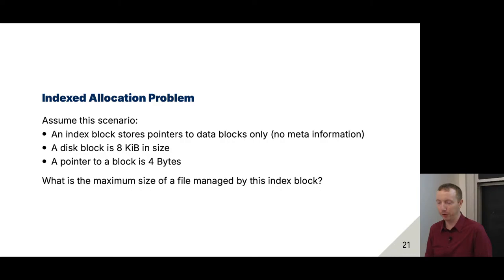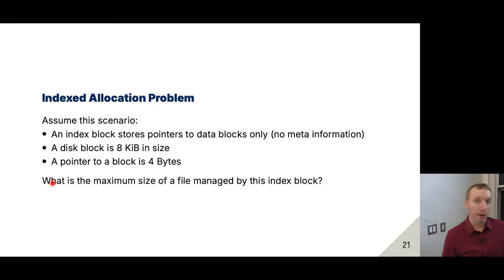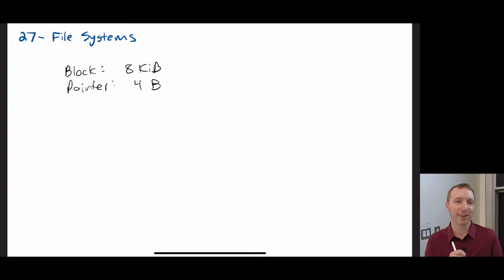So let's assume an index block just stores pointers to data blocks. There's no other information. And then a disk block, let's say it's 8 kilobytes in size, just to be fun. And then a pointer to a block is 4 bytes. So what we should be able to answer is, what is the maximum size of a file represented by this index block? Going ahead, 16 megabytes.